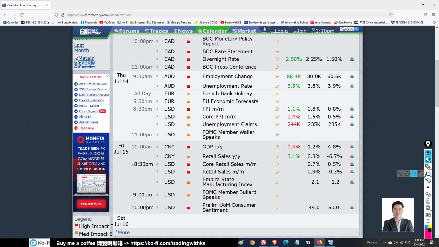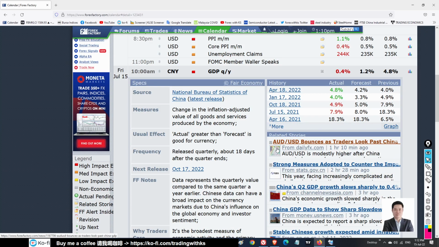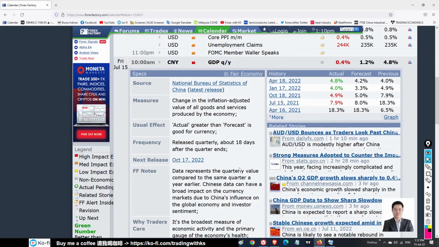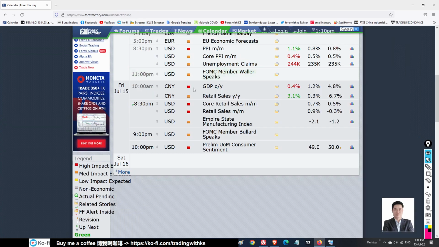Today we got China GDP drop. This is unexpected, and not good for the Aussie dollar and the New Zealand dollar, so you have to be a little careful if you're trading them. Retail sales for China actually went up, which is okay, not too bad.